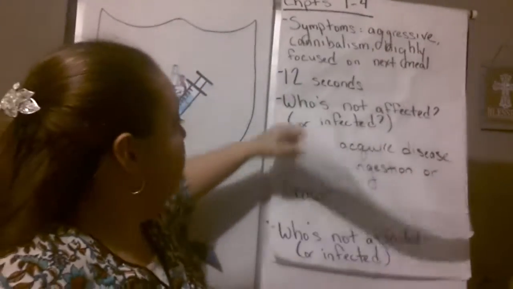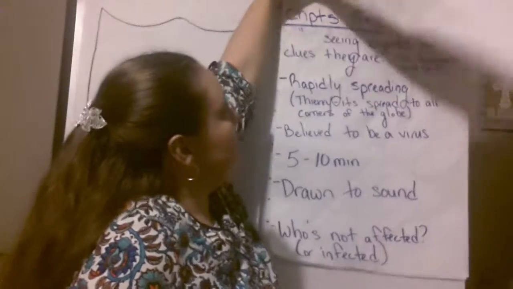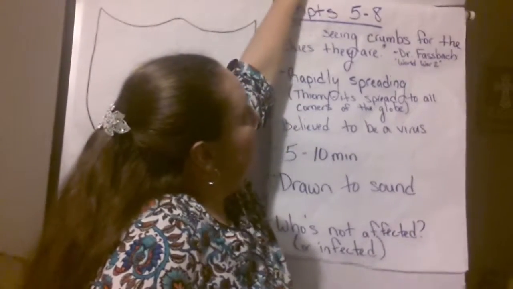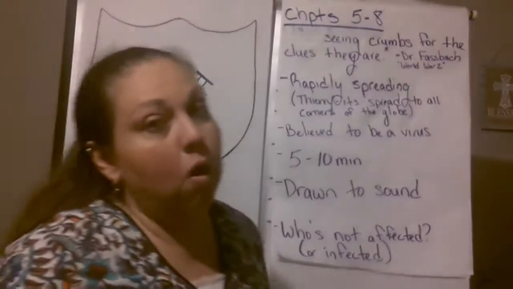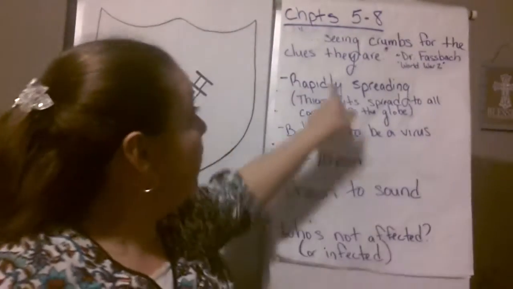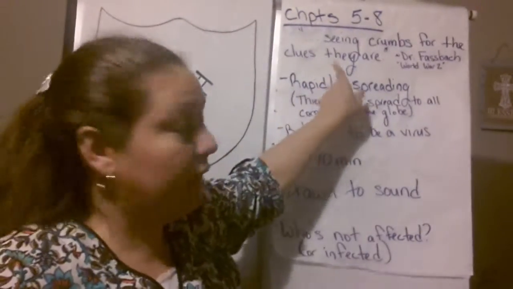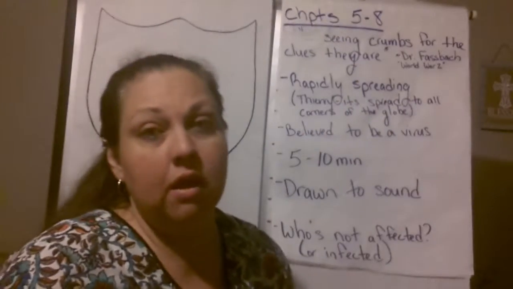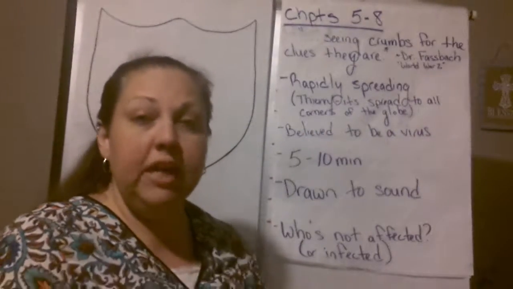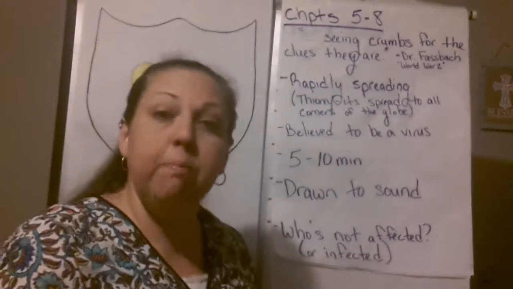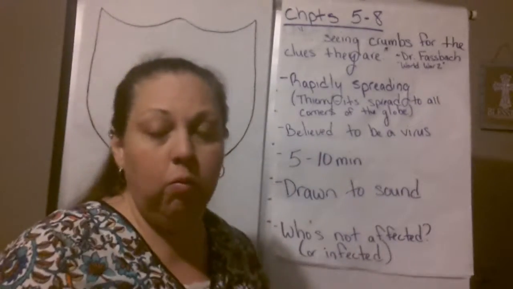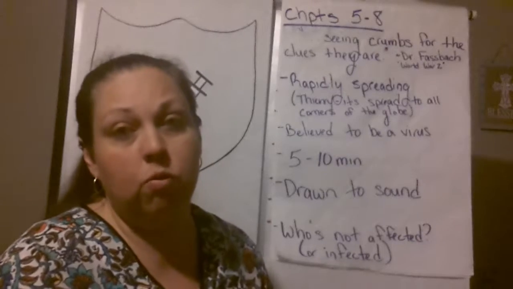Okay, so then we figured out on chapters 5 through 8, we looked at Dr. Fosbach's quote, which was really important. Seeing crumbs for the clues that they are, because that really is the epitome of epidemiology, of being able to discern something that is nothing versus this is the stepping stone, or this is exactly what we're looking for to point us in a direction of what we're dealing with.